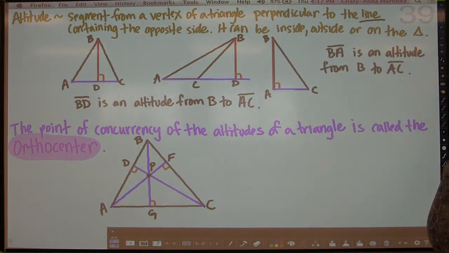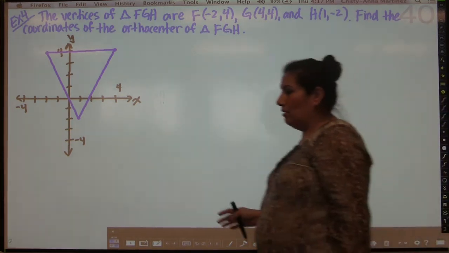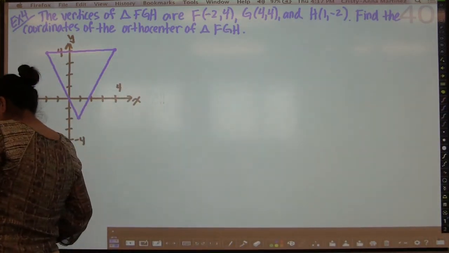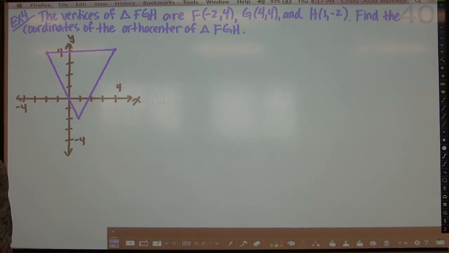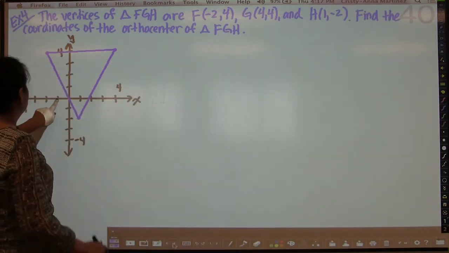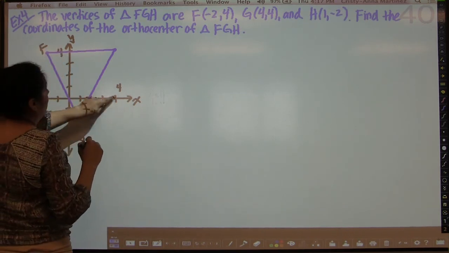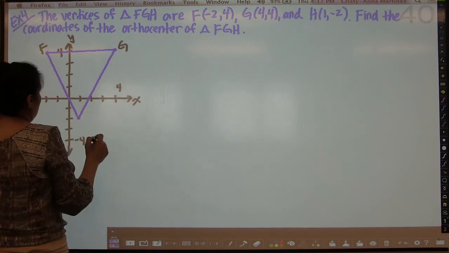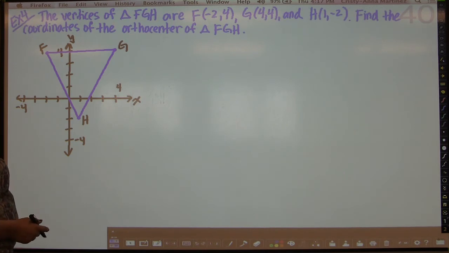Alrighty? So what we're going to do now is our last example. And in this example, we don't have a theorem about the distances and stuff, so we're just going to try to find the points or the coordinates of the orthocenter. So here I have a triangle, and I didn't put the vertices here, so we've got -2, 4 is F, and 4, 4 is G, and 1, -2 is H. So there are my vertices. Find the coordinates of the orthocenter.